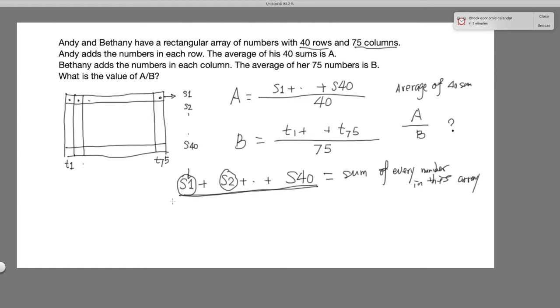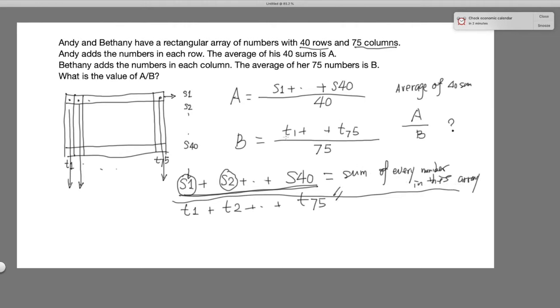Aha, we have a very important thing. The sum of S1 through S40 equals the sum of every number in this array. And that is true for T1 plus T2 plus all the way to T75 as well, for the same reason. T1 is the sum of all the numbers in the first column. T2 is the sum of all the numbers in the second column. T75 is the sum of all the numbers in the 75th column. So T1 plus T2 plus all the way to T75 also equals the sum of every number in this array.